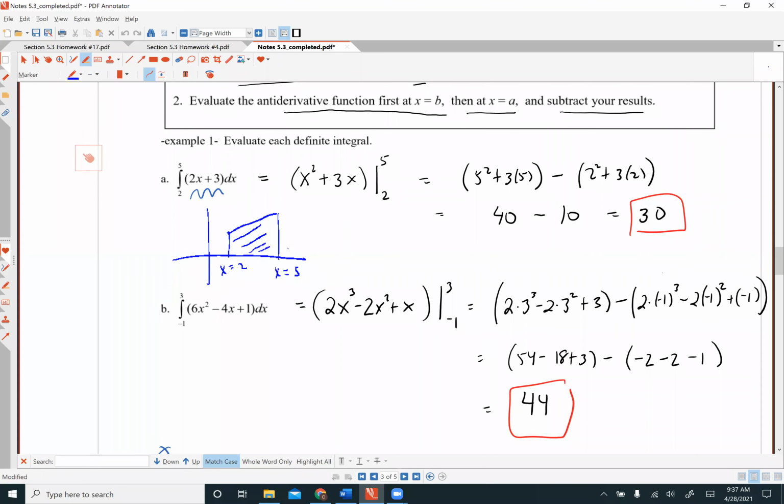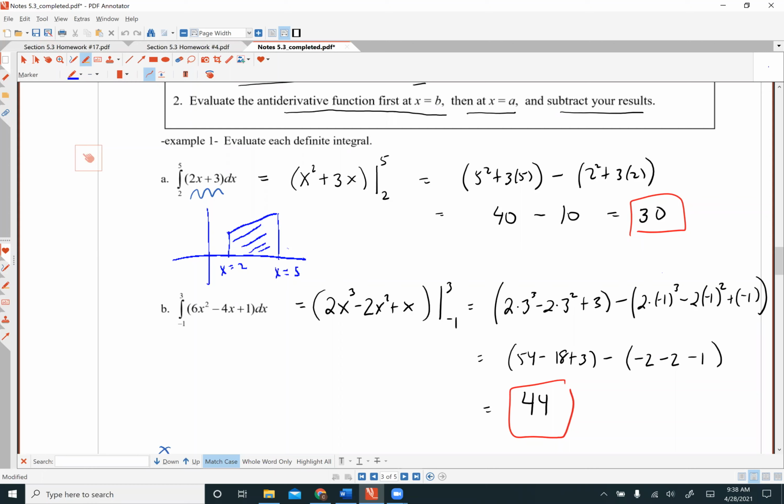So this is a short video on the material in section 5.3. And so this is more about what they call the fundamental theorem of calculus. There's two versions of it. And the most important part is finding the area bounded by a curve and the x-axis.